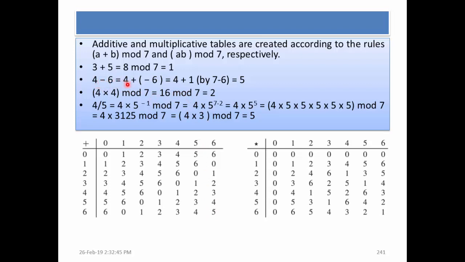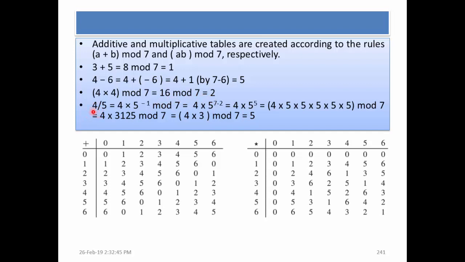4 minus 6 is equal to 4 plus minus 6, which is equal to 4 plus 1, because we simply subtract 6 from 7 and you will get 1. So 4 plus 1 is equal to 5. 4 multiplied by 4 is equal to 16, mod 7 is equal to 2.